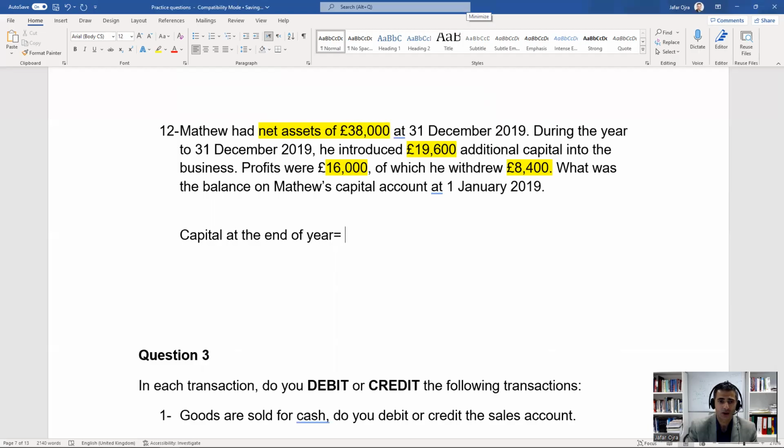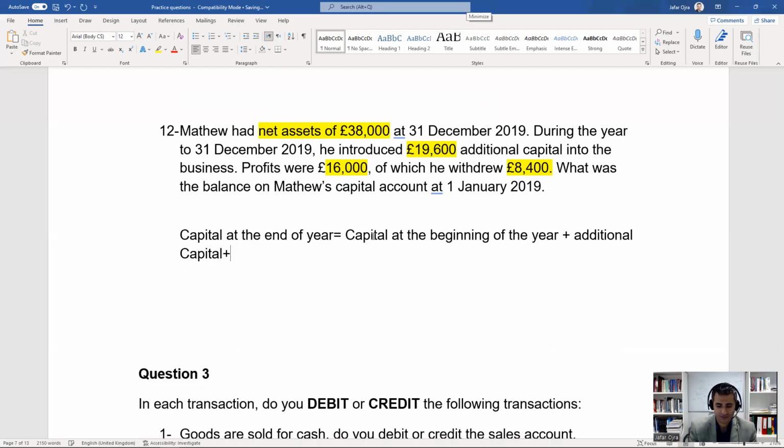the capital at the beginning of the year, plus the additional capital, plus profit, minus drawings. Is that right? Yes, profit and drawings. That's the formula.